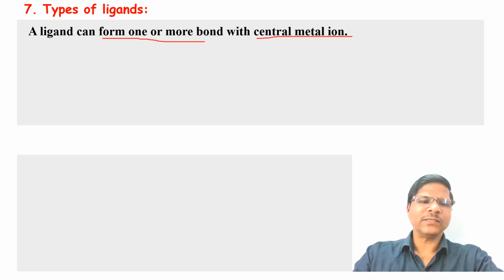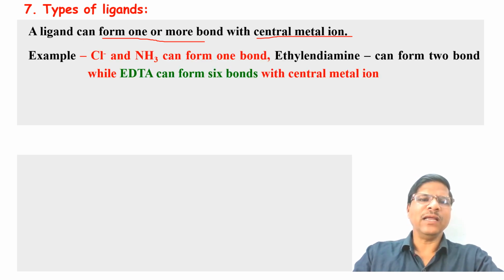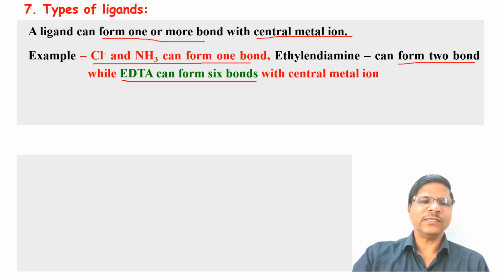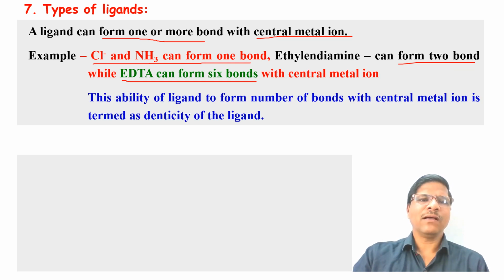How many bonds are formed by a single ligand with the central metal ion is the basis of the classification of the ligand. So chloride and ammonia form one bond. Ethylene diamine can form two bonds. Ethylene diamine tetraacetic acid, always abbreviated as EDTA, can form six bonds. So as the ligand changes, the number of bonds formed by the ligand also changes, and on this basis you can classify the ligand.